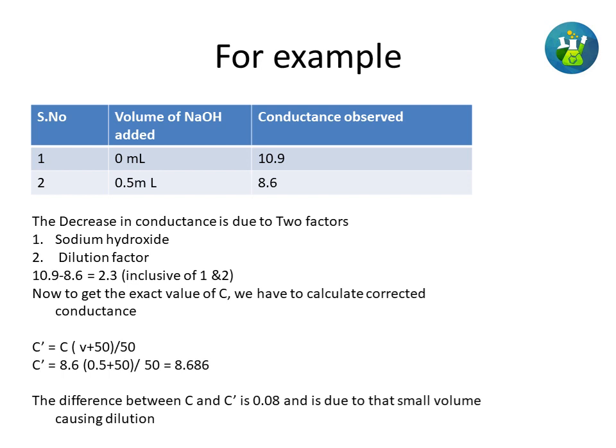What is the value of C here? 8.6. 8.6 into (0.5 plus 50) by 50. So how much is the original value? It is 8.686. So what is the value that you have to obtain? It is 8.686, but what you got is 8.6. Why the small difference? The small difference of 0.08 is due to the added solution from the burette into the beaker. This is what we call the dilution effect.